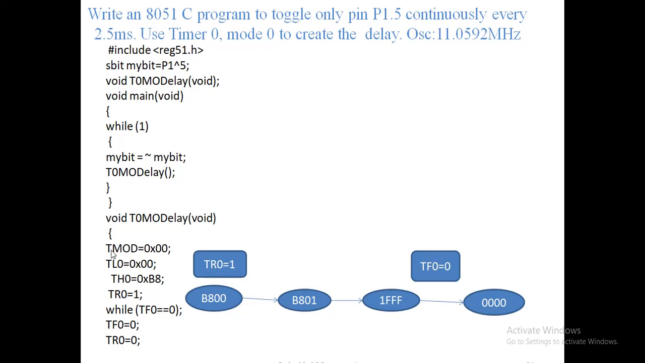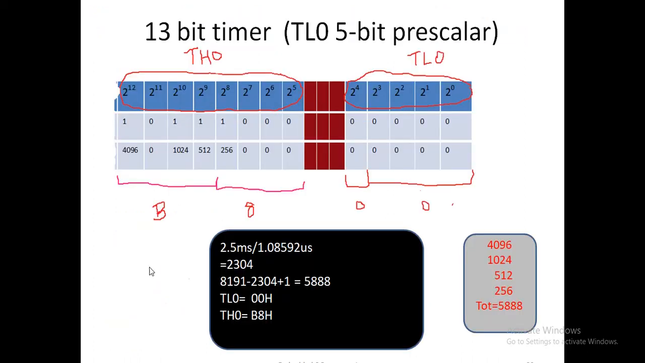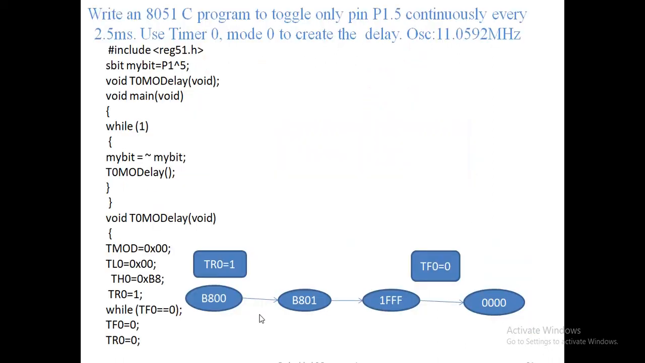Now I am going to TMOD. I am using 00. It is timer 0, mode 0. TL0 I already calculated, it is 00. TH0 I calculated, B8. TR0, as I already told, if you want to run the timer, you make TR0 equal to 1. After that, while TF0 — TF0 is nothing but the timer overflow flag, equal to 0.